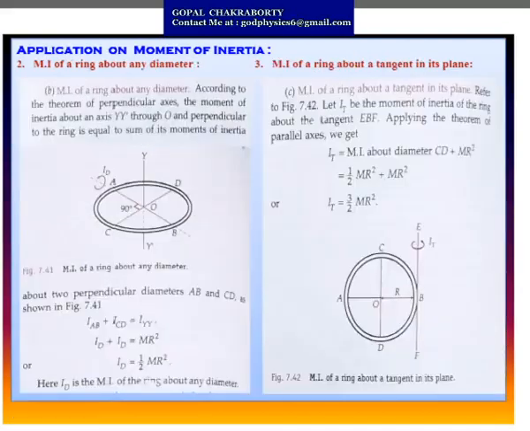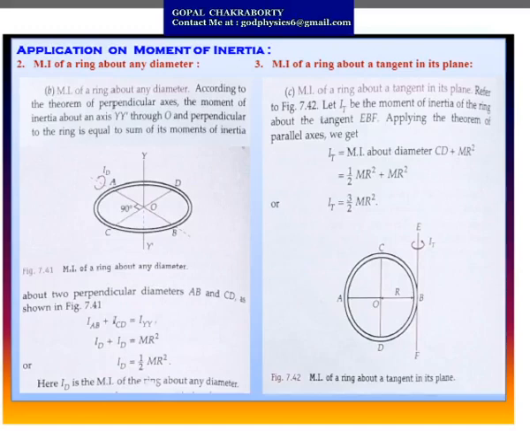Now the second question: the moment of inertia of the same ring about any diameter. About any diameter means the axis is along any diameter, that is, along AB or along CD. Here I consider that the axis of rotation is AB, and the moment of inertia along this axis is I D, with suffix D for diameter.